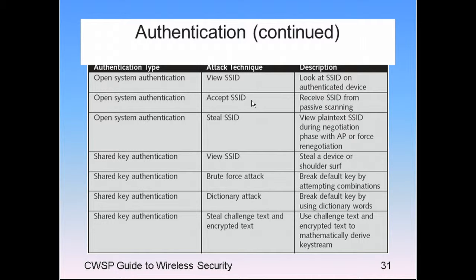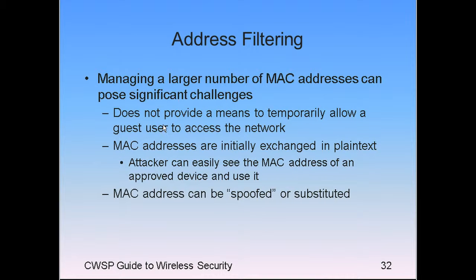This table should be in your book. Open system, the attack sequence, view the SSID, look at the SSID so you can take a look at what goes on with it. Address filtering, large number of MAC addresses, I think we probably have covered that already. Does not provide a means to temporarily allow the guest, although a lot of the new routers, maybe all of the new routers, I haven't obviously surveyed all of them, just the one that I bought, have the ability to have a guest network, which would help you out in this situation.